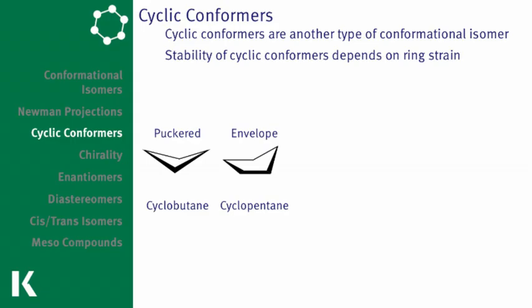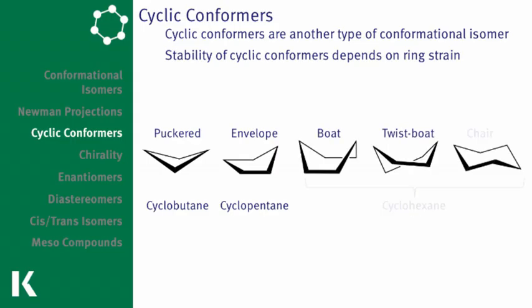Now we'll introduce cyclohexane. Because it is such a key reactant in organic chemistry, you will want to be familiar with its 3 most common conformations: the boat, the twist boat, and the chair. They are actually depicted here in order from most to least ring strain.